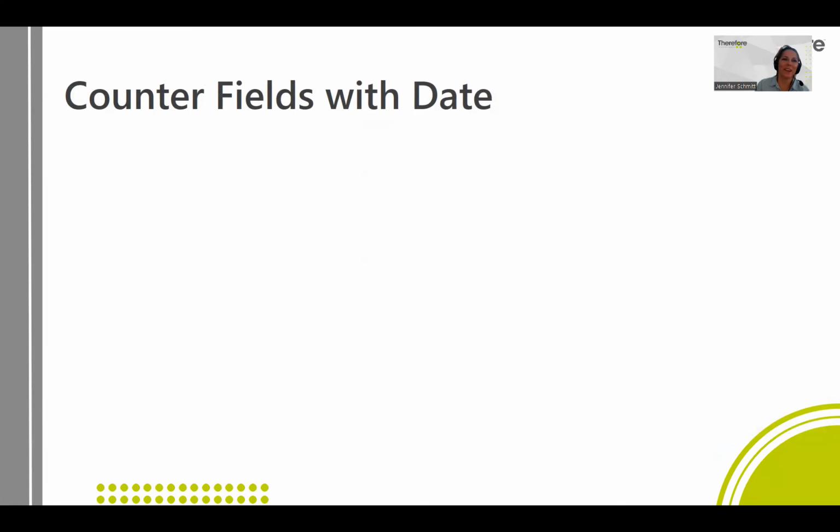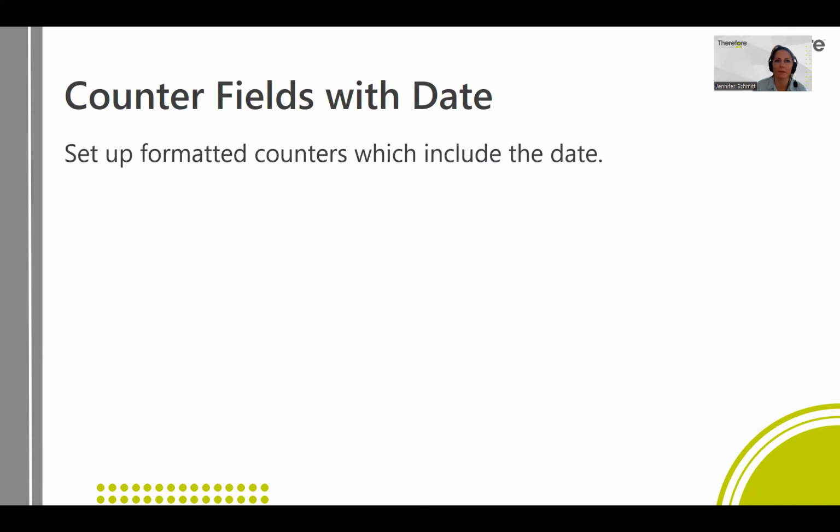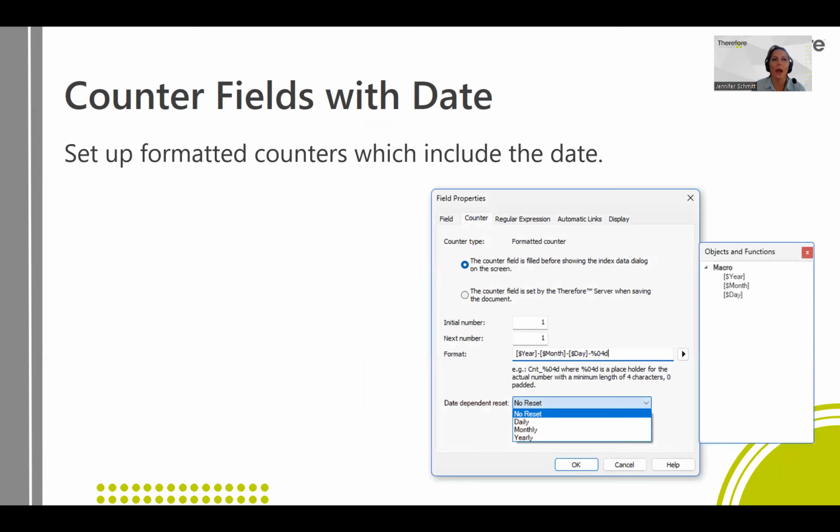Good. Moving on, we've got another one. Counter fields with dates. So who knows what a counter field is? This is something that administrators can configure during category design. A counter field is a special type of field which counts how many documents are in the category. This is oftentimes used to create a unique number, particularly with invoicing.